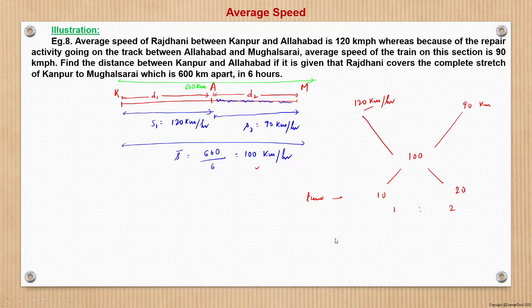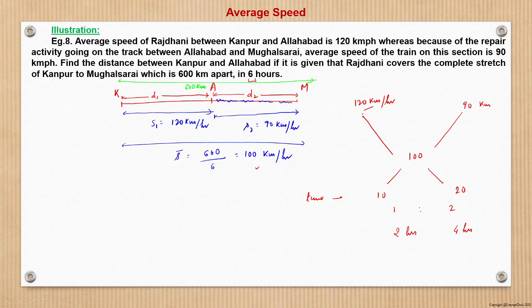Now see, from here we can get the answer very quickly. The ratio of time is 1 is to 2, so total time is 3 units. However, the total time given is 6 hours. So that means the actual time will be what? 2 hours and 4 hours, right? 2 plus 4 is 6, and that is in ratio 1 is to 2 also.